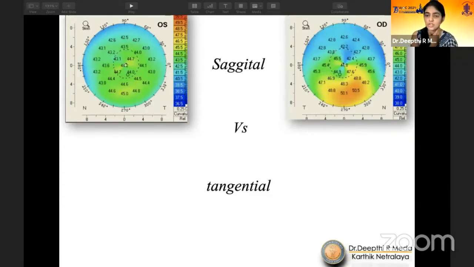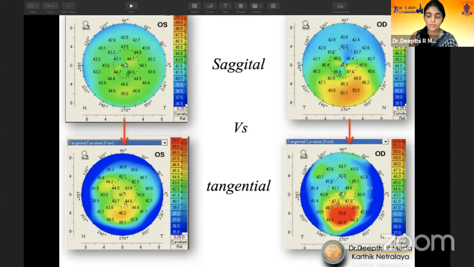All the maps I showed you now were in a sagittal view, but you can also make it into a tangential view, where you actually lose the pattern which I showed you, but it emphasizes your small cones. If you look at the left eye in the sagittal, it's almost looking normal, but in the right eye you see that early ectasia in the inferior part.